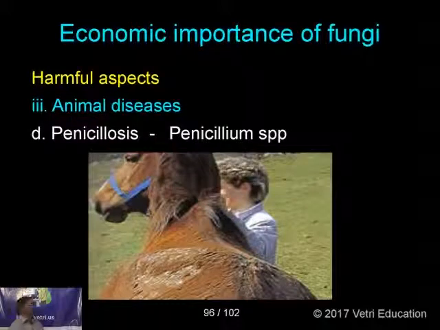Another is called penicillosis. That is another disease caused by the penicillium. So here you can find there is a horse. On the skin you have some patches. What happens is the skin, the hair may be removed slowly and the infection may increase unless you take remedial steps. This penicillosis disease is caused by penicillium species.